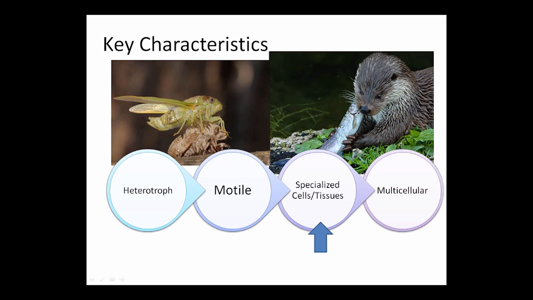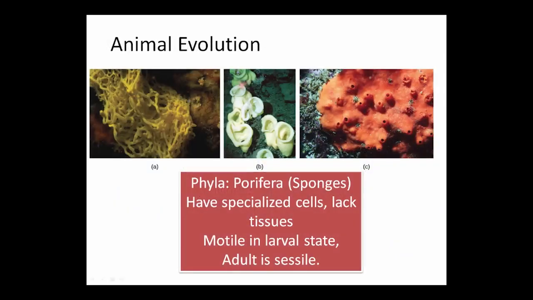And this leads to more functions, more variety, more adaptations. So specialization allows for more structure relationships. And all animals are going to be multicellular. So what we're going to look at is groups of animals and some key events in animal evolution. The simplest animals are going to be the sponges in phyla Porifera.